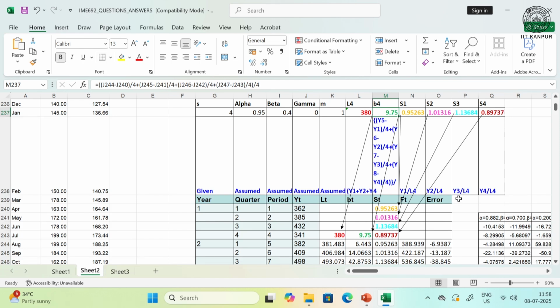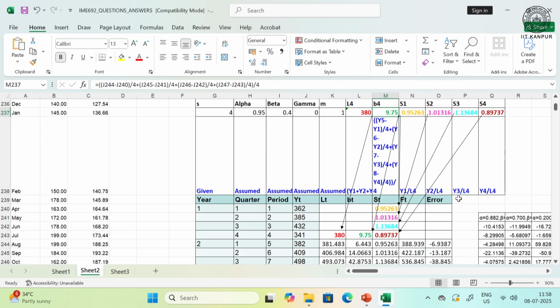So 9.75 means the trend in that first season is about 9.75, which is shown here in blue color. That is the so-called trend average value for those 4 seasons. This is the factor we are trying to find, and it is positive, so it is increasing.